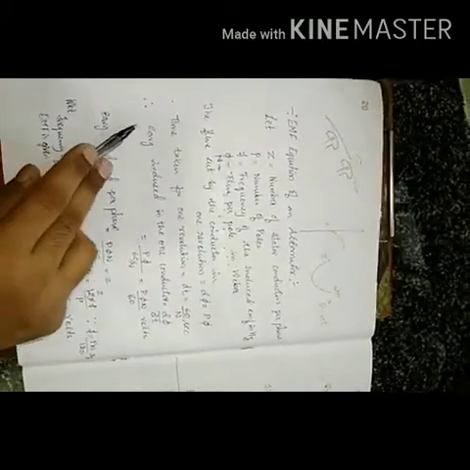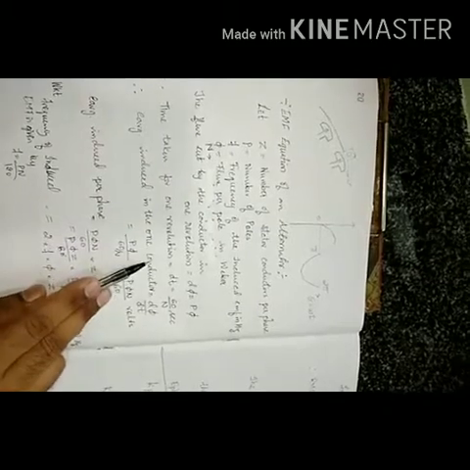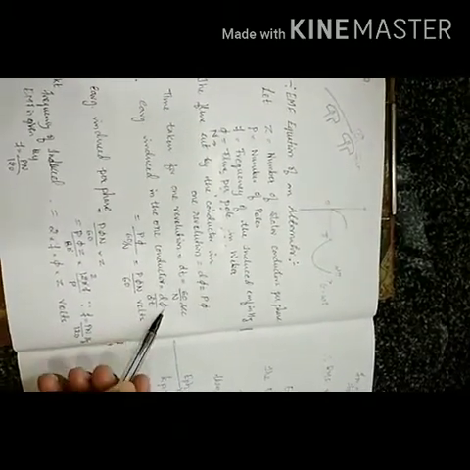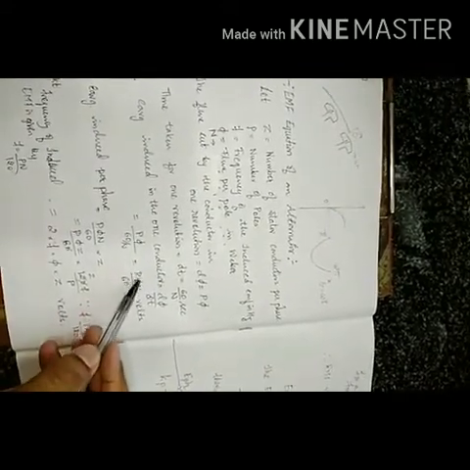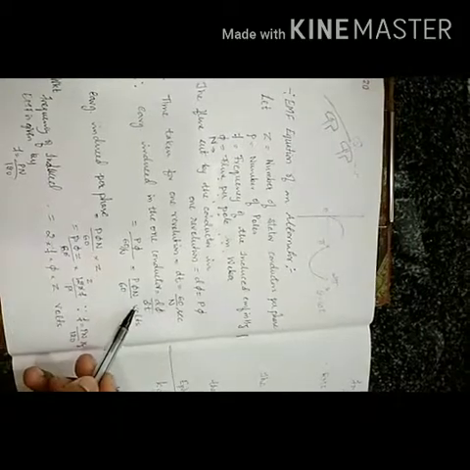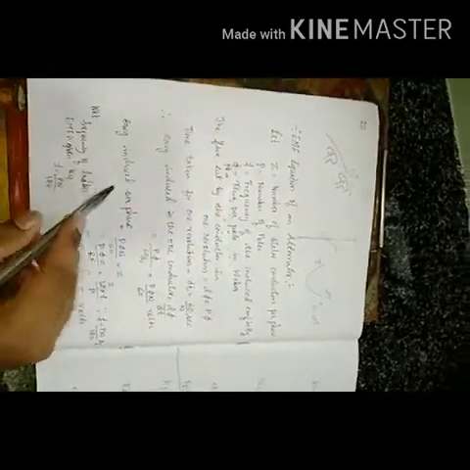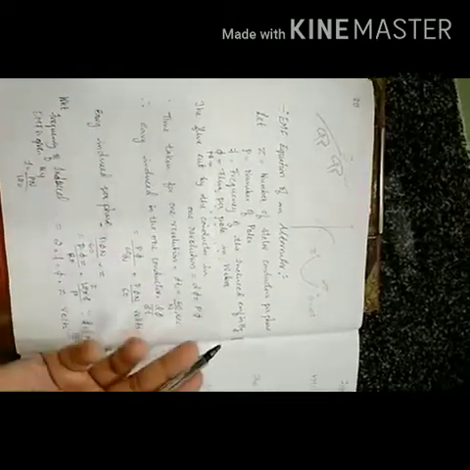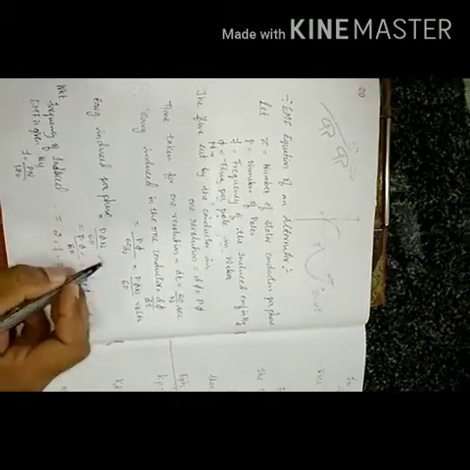Now, the average induced EMF in one conductor is given by d phi by dt. You have the value of d phi, that is P phi, and dt is 60 by N. So we get P phi N by 60 volts as the induced EMF. It is for only one conductor. Now, what is the EMF induced per phase? It is P phi N by 60 into Z.